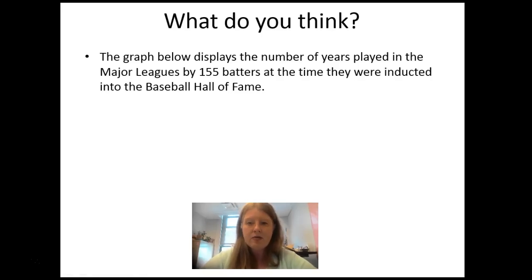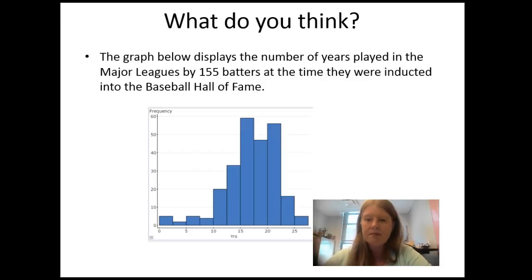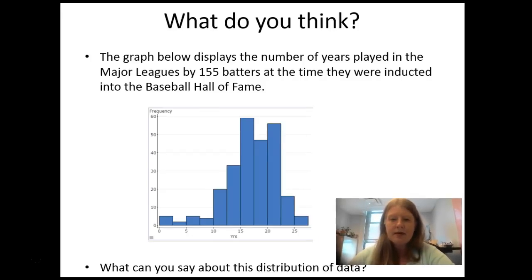So let me show you a graph of quantitative data. The graph below displays the number of years played in the Major League by 155 batters at the time they were inducted into the Baseball Hall of Fame. As you're looking at this, I want you to tell me what you think you can say about this distribution. If you had to describe this distribution, what are some things that you might say?